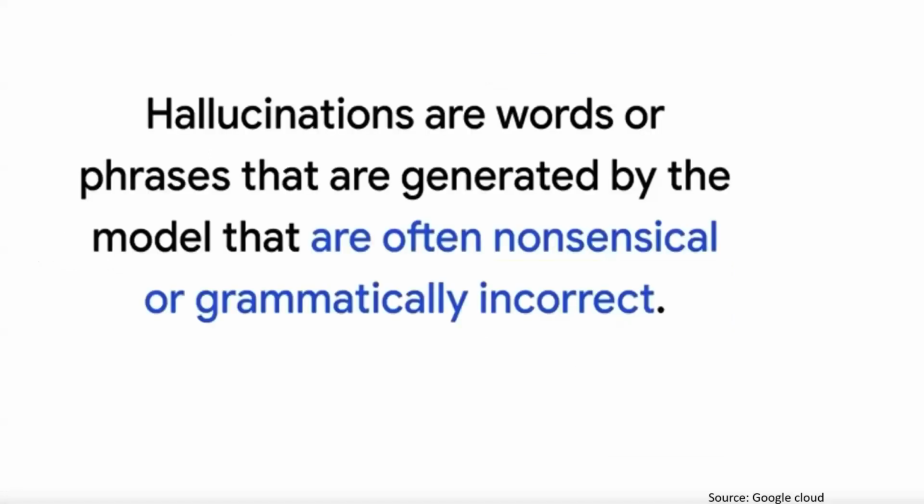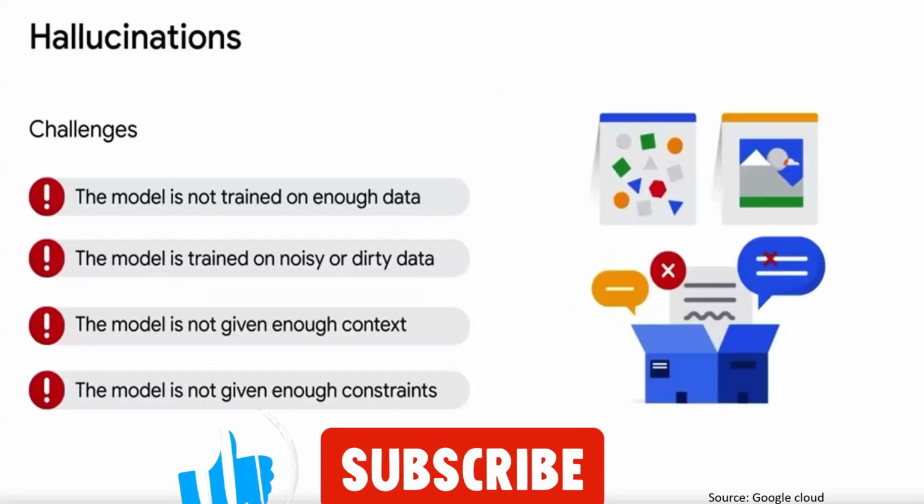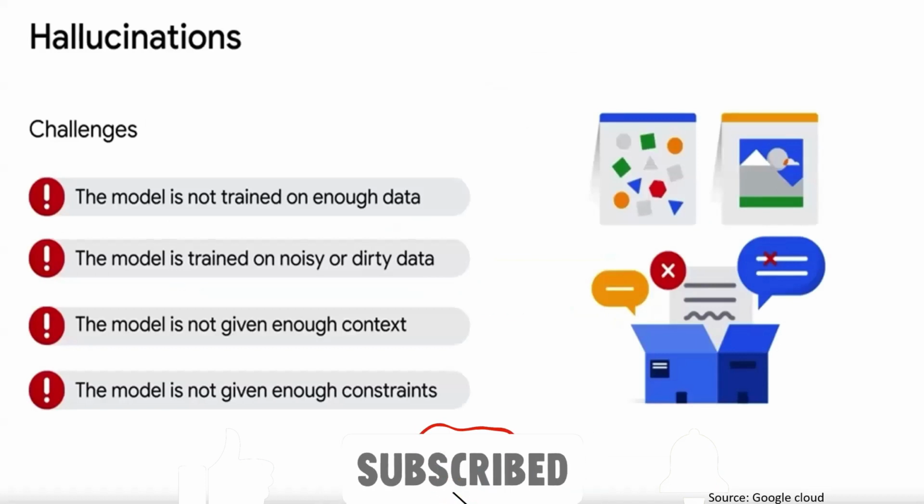Hallucinations are words or phrases generated by the model that are often nonsensical or grammatically incorrect. So, what are the challenges of hallucinations? When do hallucinations happen? When the model is not trained on enough data, the model is trained on noisy or dirty data, the model is not given enough context, or the model is not given enough constraints.